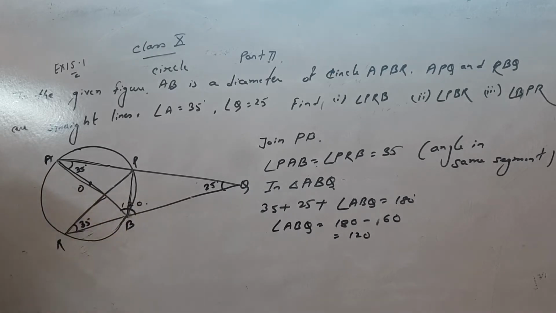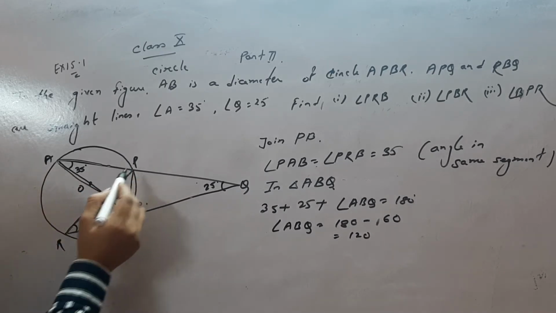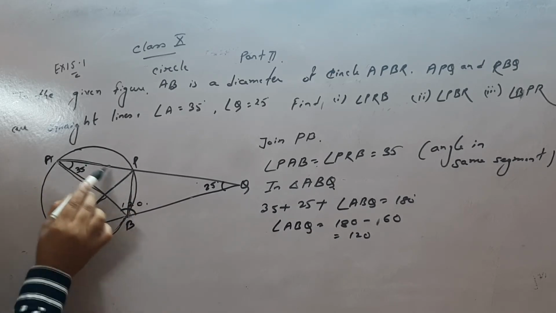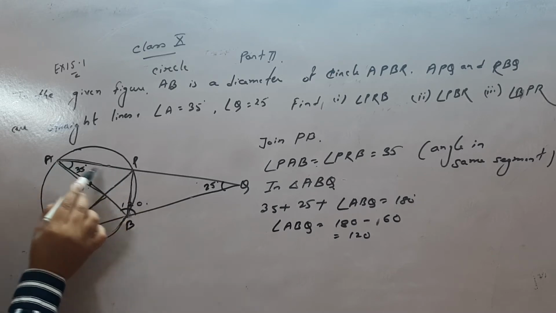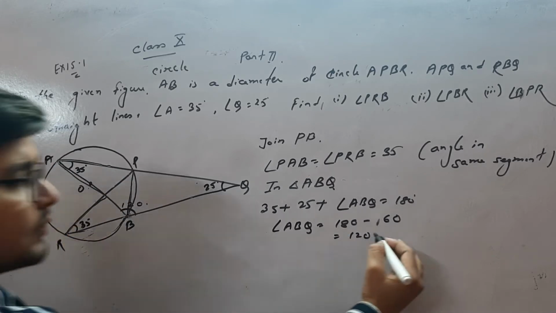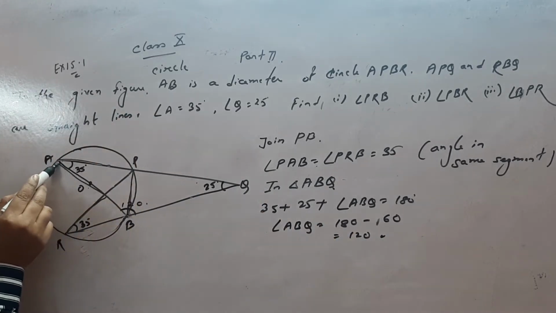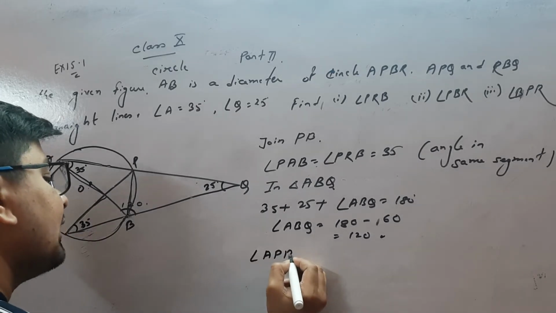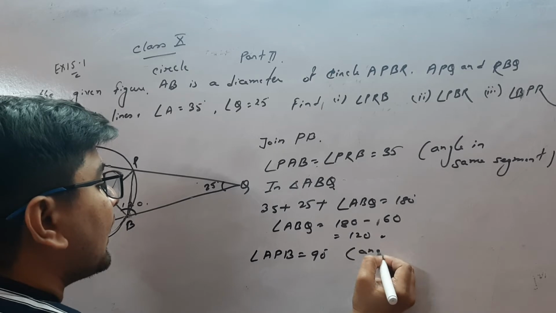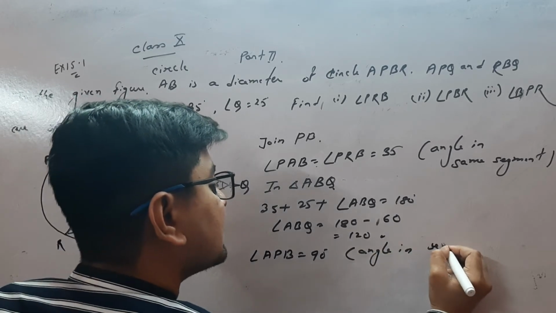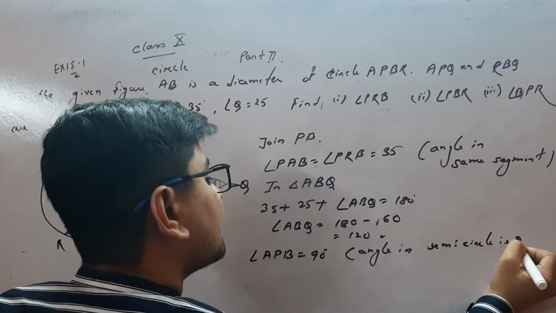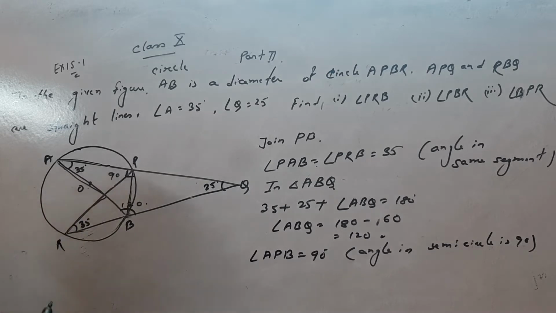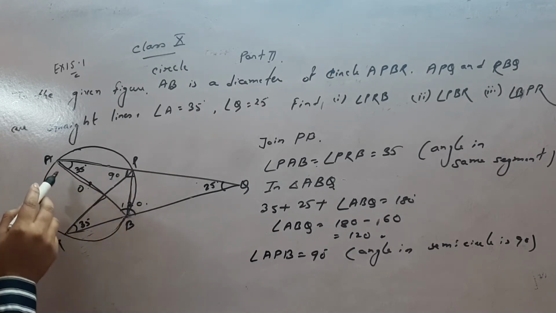This whole one. But you see that this angle is only 90, because angle APB is 90 here. You see? Angle APB. See, because AB is the diameter, angle APB is 90 degrees. Angle APB equals 90 degrees. Angle in a semicircle is 90 degrees. That means this one is 90 degrees.